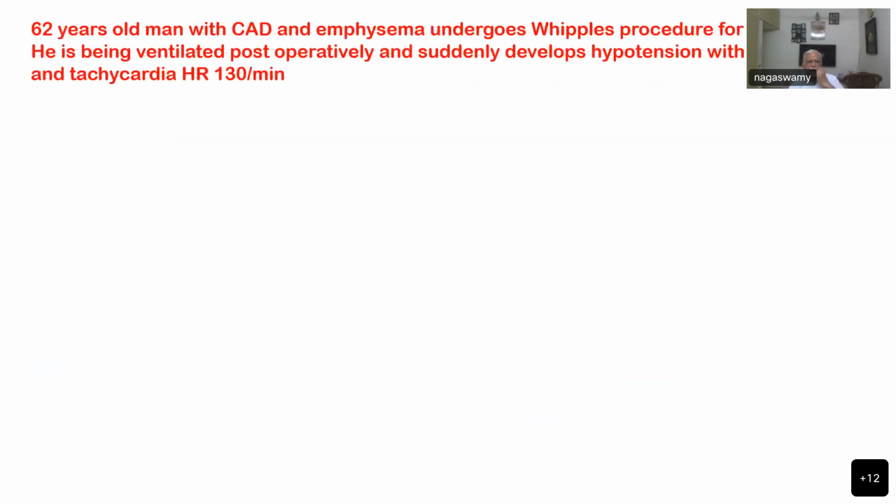Now here is a case scenario. A 62 years old man with CAD and emphysema undergoes Whipple's procedure for carcinoma pancreas. He is being ventilated post-operatively and suddenly he develops hypotension with a BP of 60/30 and a tachycardia of 130 per minute. What are the causes of post-operative hypotension?